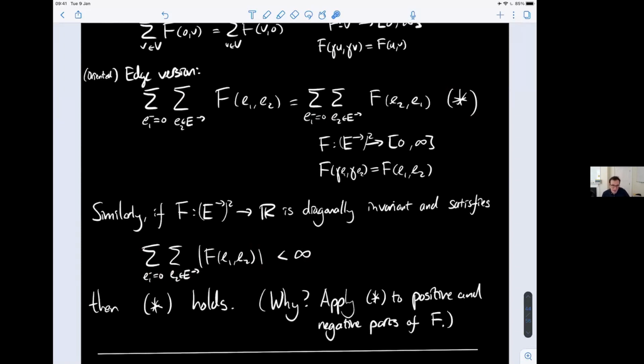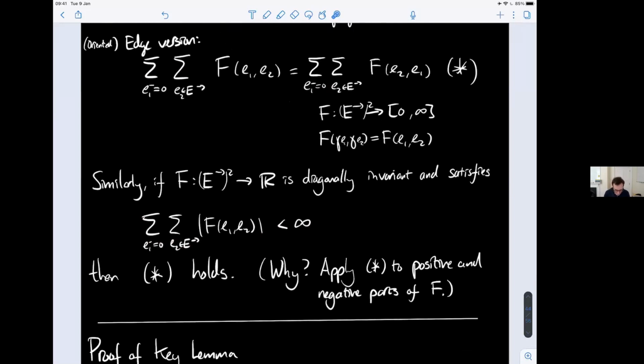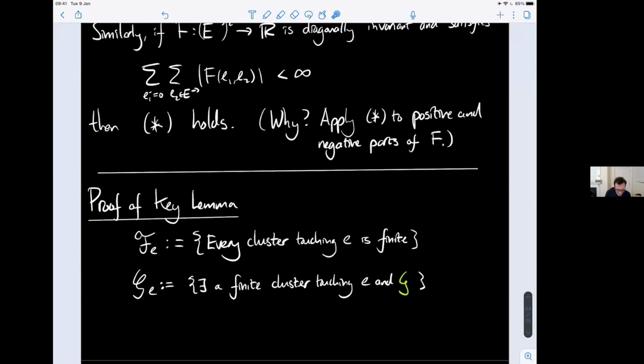This is easy to see. You just have to apply the usual version of the mass transport principle to the positive and negative parts of this function separately, and you're going to get finite numbers in both cases, so it's fine to subtract them from each other. Okay. Good.